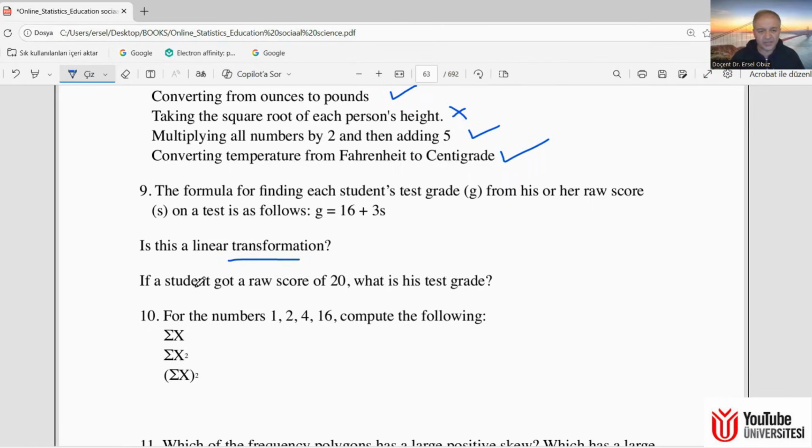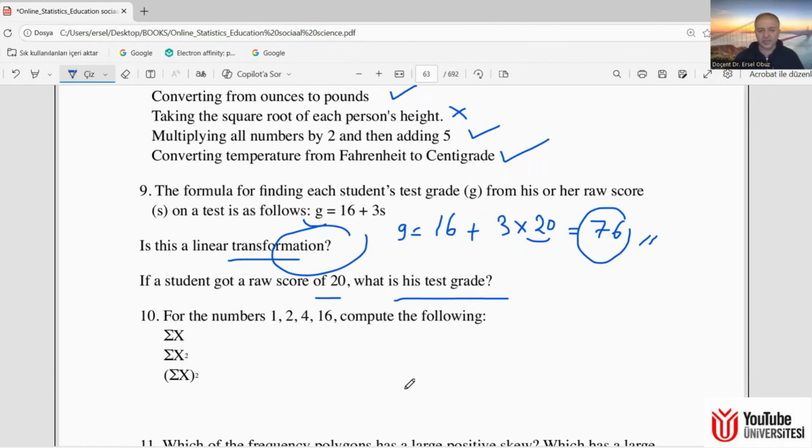Let's see. If a student got a raw score of 20, what is this test grade? Okay, test grade is G. So G is equal to 16 plus 3 times 20. So 60 plus 16 will give you 76. So it's a linear transformation.